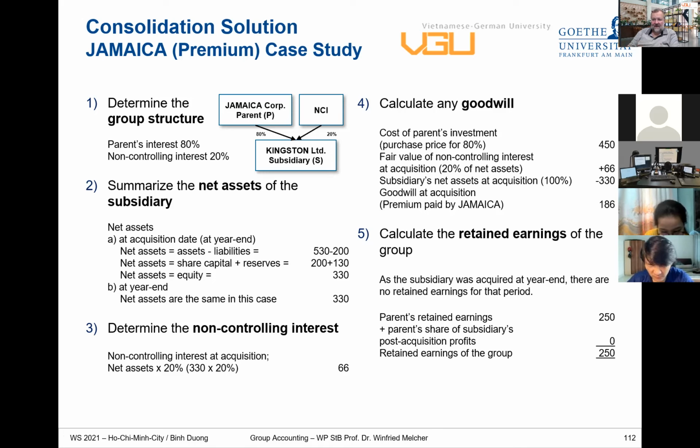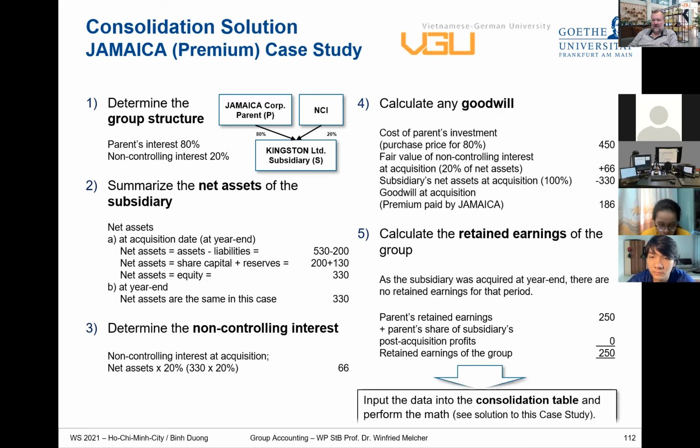So in this case, Jamaica acquired Kingston on the last day in the year, so therefore there is no post-acquisition period, and we do not have post-acquisition profits. But in the exam, or in reality, you will have post-acquisition periods, so you have to account for these. All right, so I think that is pretty much the picture of the 5 workings. So we have all the numbers, and we can put these into the consolidation table.